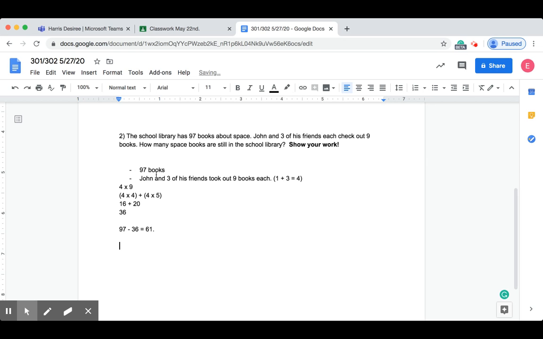Because it was a word problem, I need to write an answer statement. I will write there are still 61 space books in the school. And that is how we will solve a multi-step word problem.